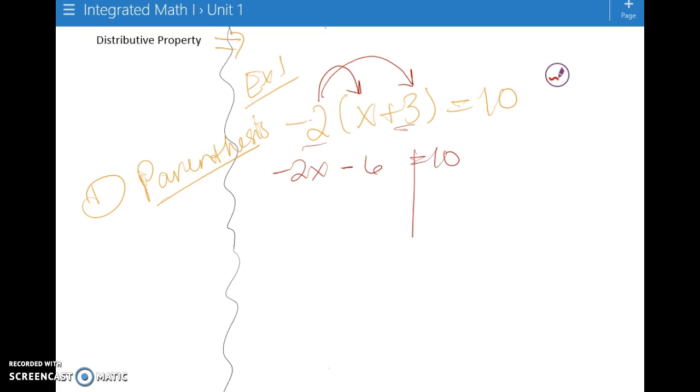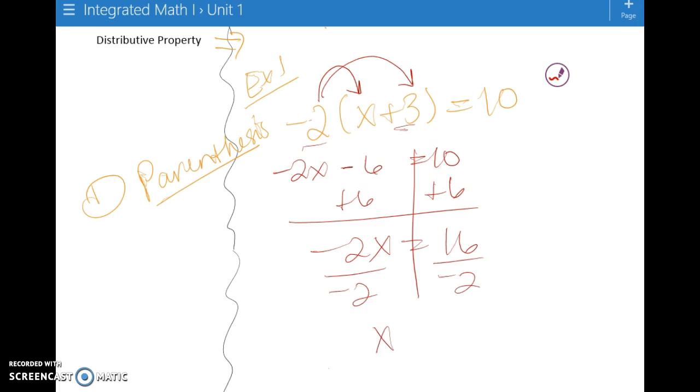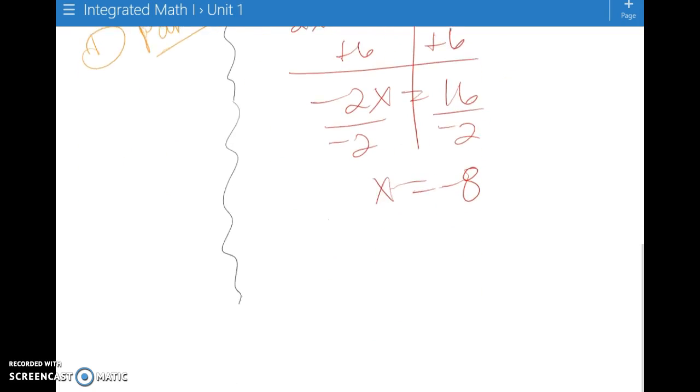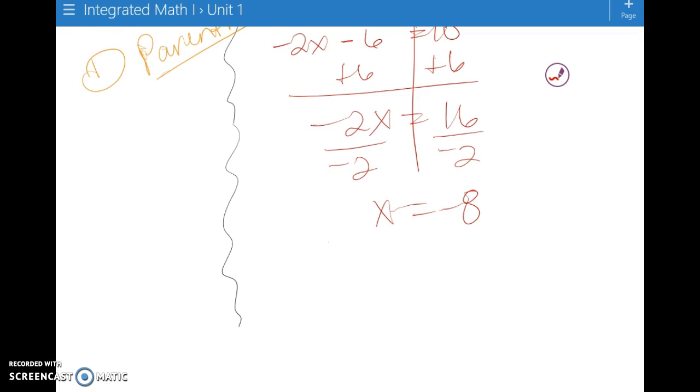Now we just have a plain old 2-step equation. We'll add 6 on both sides. 16. Negative 2x equals 16. Divide by negative 2. X equals negative 8. Alright, second example.